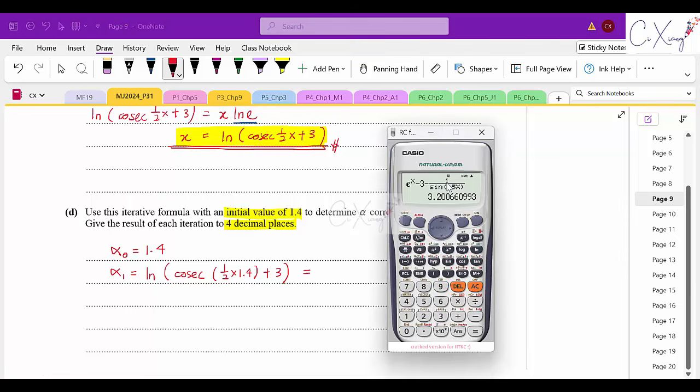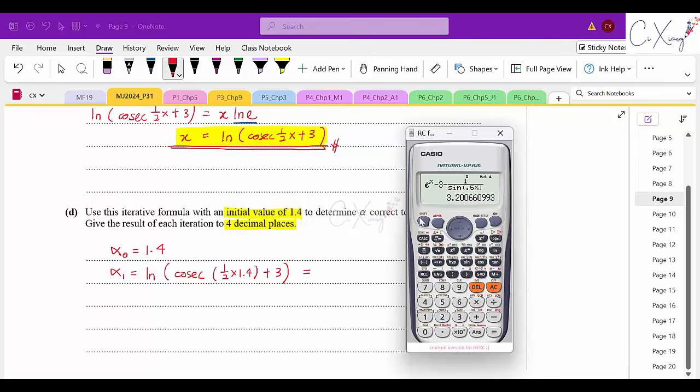Again, we can key the formula into the calculator and it helps us get the value for each iteration. So I key in the right hand side, the iterative formula. It is ln of cosecant half x plus 3. So ln, cosecant half x means 1 over sine. So 1 over sine 0.5x.